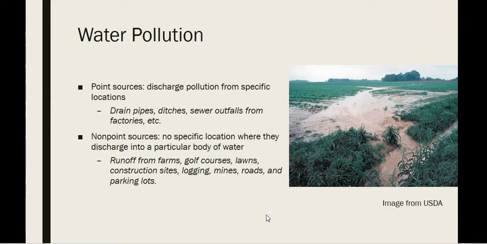Golf courses are a non-point source. Lawns, your own lawn. Construction sites, logging, mines, roads, and parking lots. So unfortunately, the bigger sources of pollution are non-point sources, which makes them harder to nail down and harder to clean up because it's hard to figure out who is responsible.